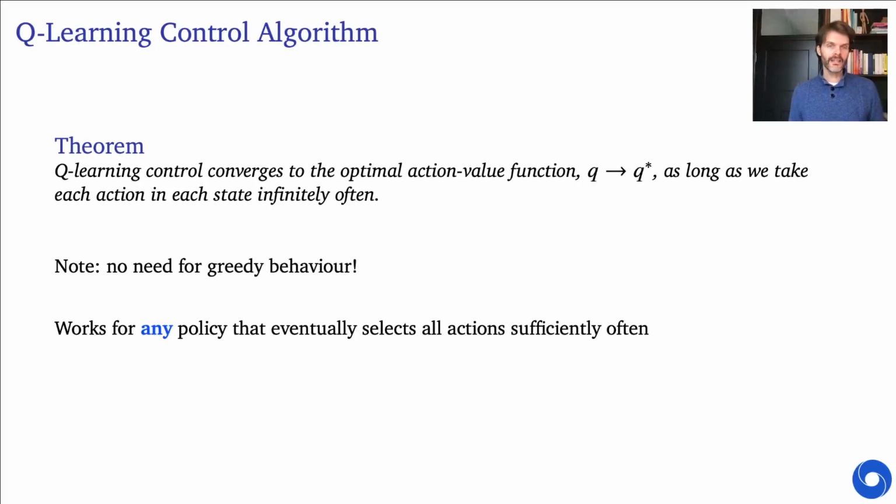So this works for any policy that eventually selects all actions sufficiently often. The uniform policy is one example. Epsilon greedy would be a different example, but we no longer have to decay the epsilon.